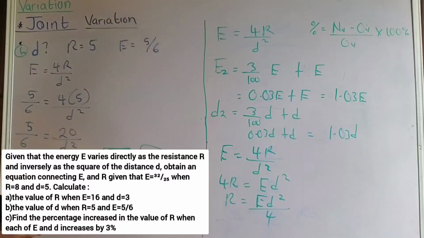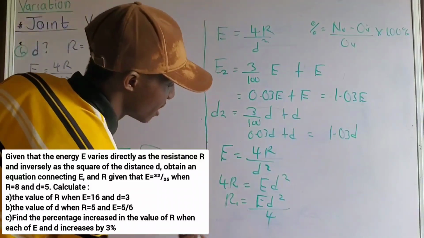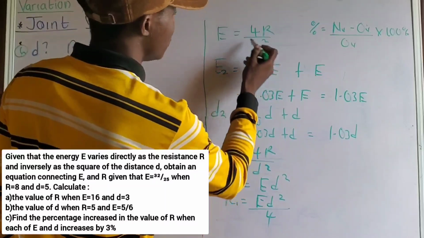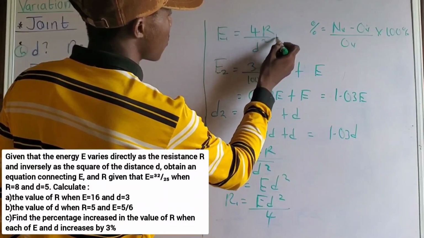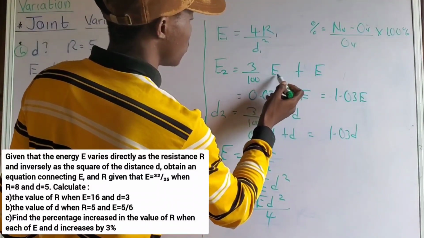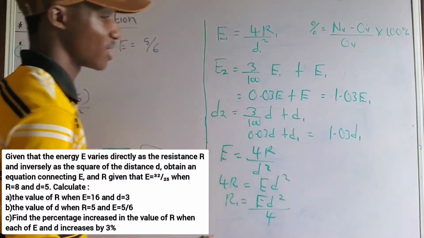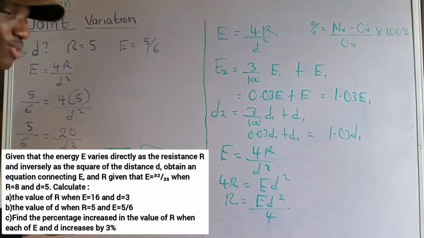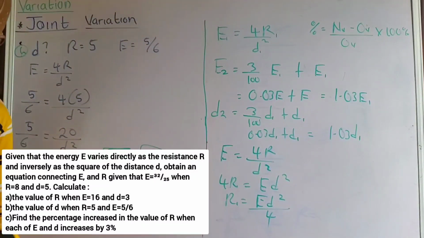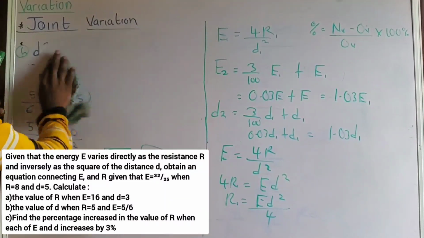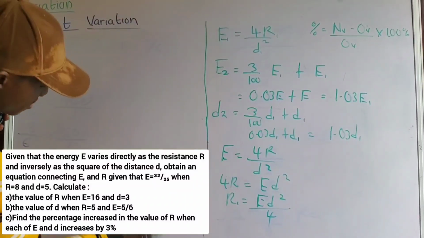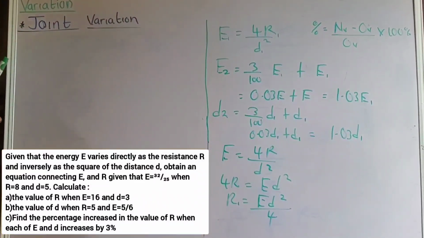Now let us call this r1, and let us call this e1 also, and d1. I just give them these names so that we can understand better. Now, r1 equals e1 d1 squared all over 4, right?